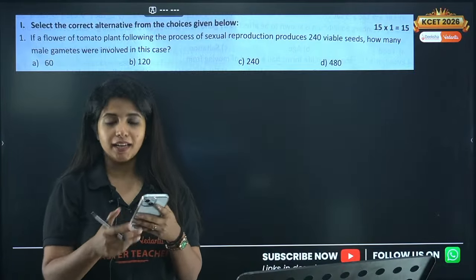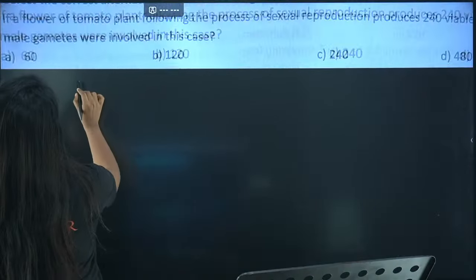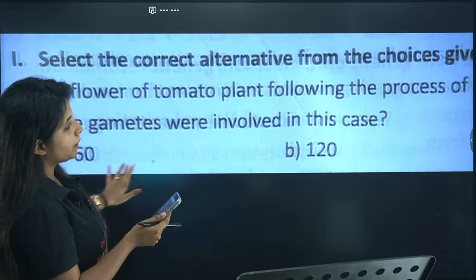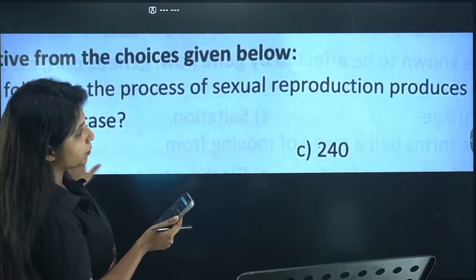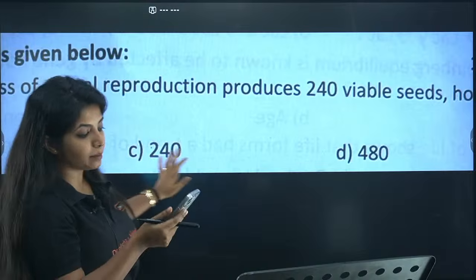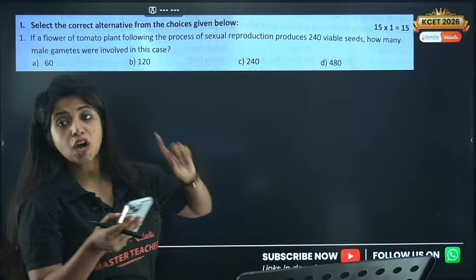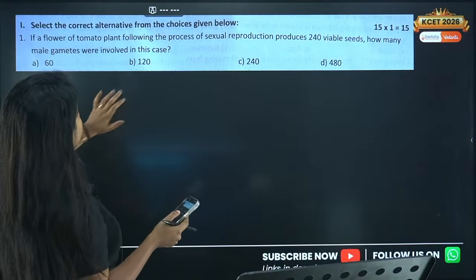Okay, let's begin then. The first question that we have over here is, in a flower of tomato plant following the process of sexual reproduction produces 240 viable seeds. How many seeds are there? 240. So how many male gametes were involved in this case?